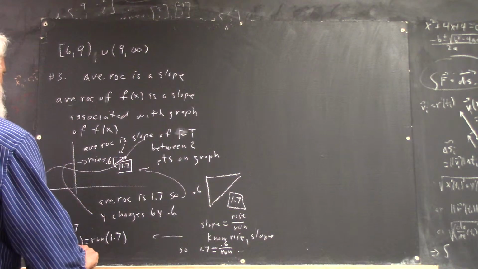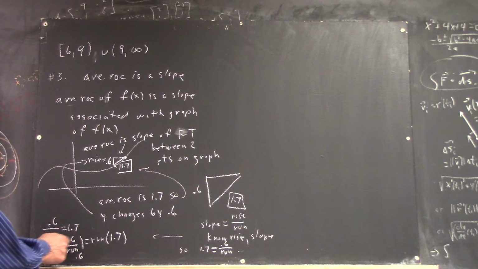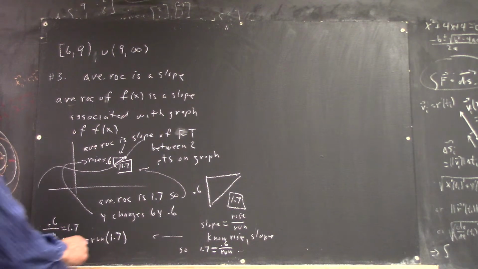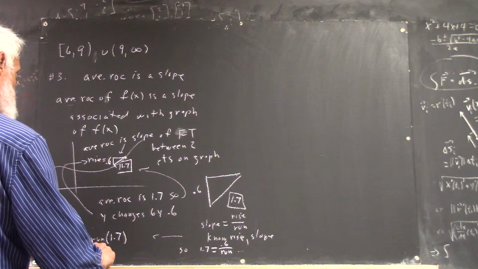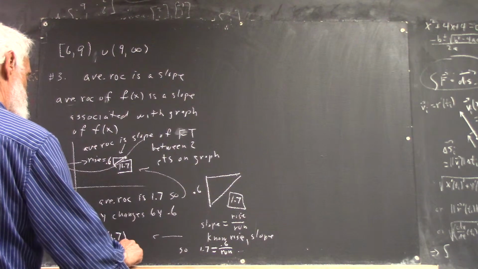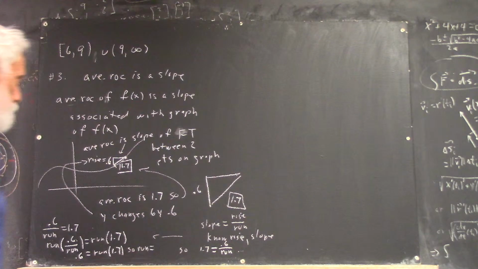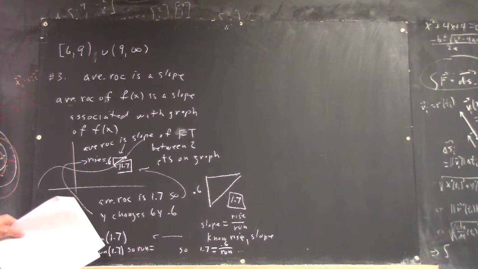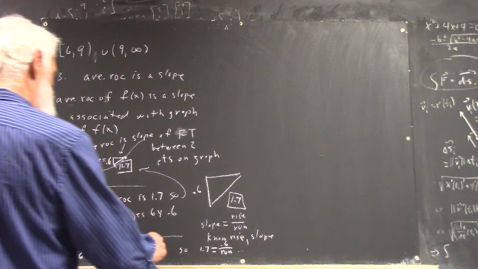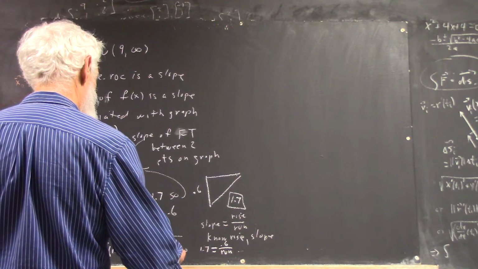So that run times 0.6 over run is run times 0.6 divided by the run, which is run over run times 0.6, which is just 0.6. And this equals run times 1.7, and then you know that you can divide both sides by 1.7, and run is 0.6 over 1.7.